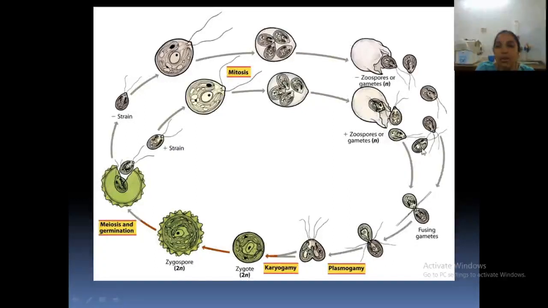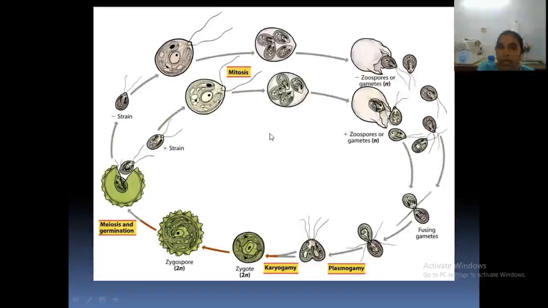See, this is n number of chromosomes, and here also n. So n plus n fused and the diploid condition 2n is reached. Now it undergoes meiotic division. You know what meiosis is? A diploid cell undergoes meiosis and produces four haploid cells. Likewise, it undergoes division and four haploid cells are produced. Two become plus strain and two become minus strain. Clear? So plus strain and minus strain. The plus strain produces gametes, the minus strain produces gametes. Or, like zoospores, they may be released as zoospores or they may produce gametes, and the life cycle continues.